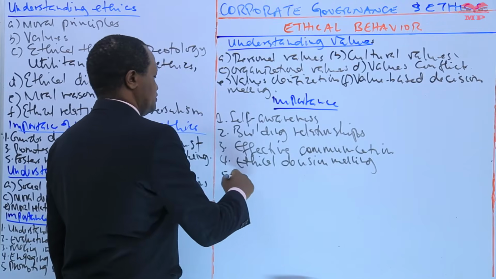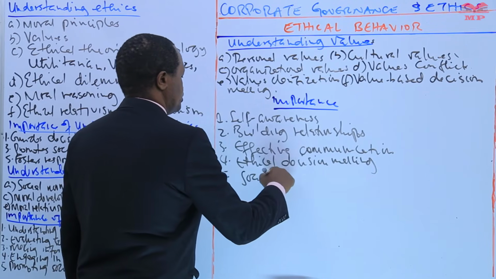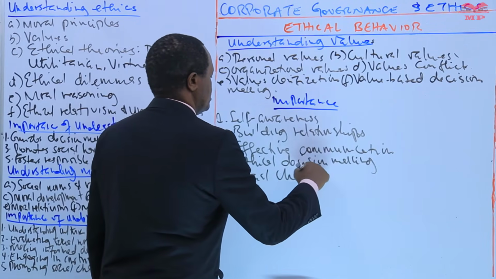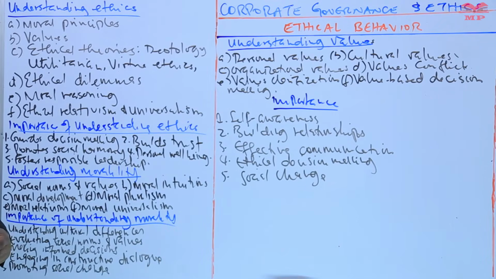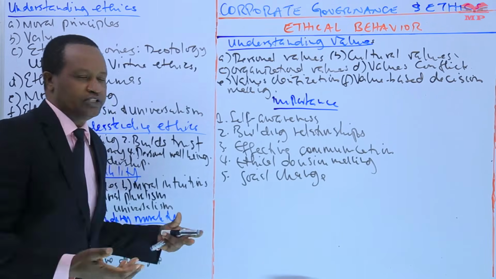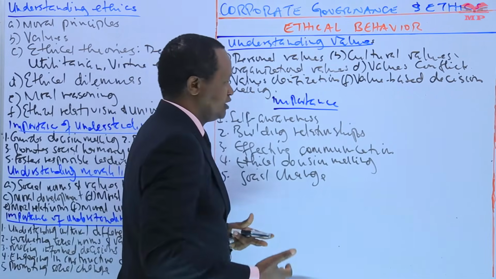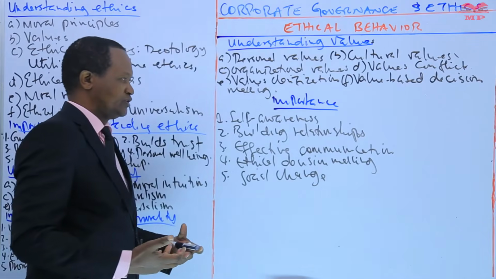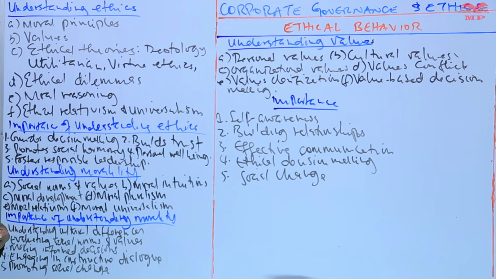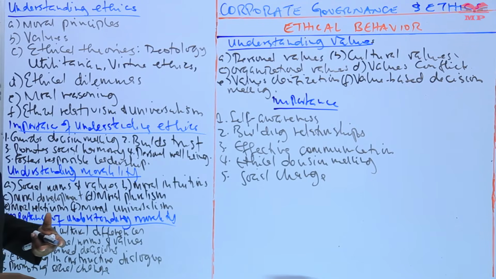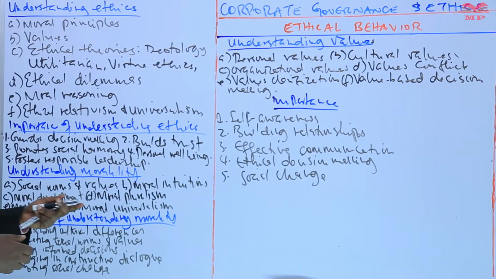5, social change. Values can motivate us to work towards creating a better society that aligns with our shared values. So that's all to do with understanding values.